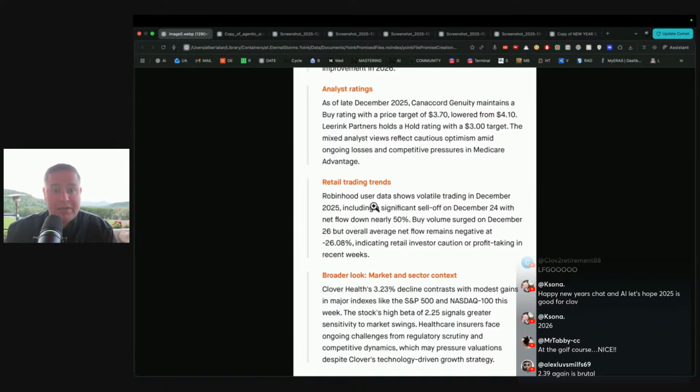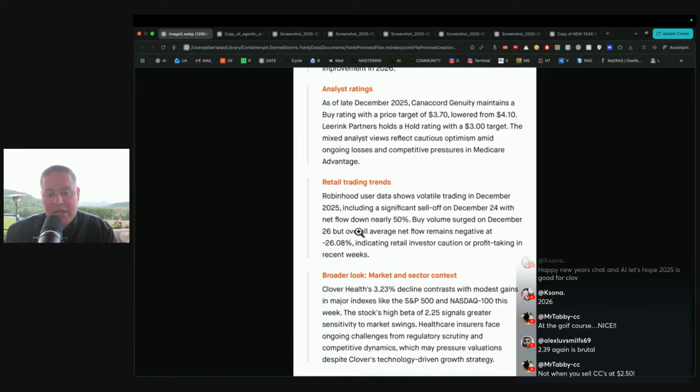Robinhood users, these are the retail investors, show volatility during December 2025, including a significant sell-off on December 24 with a net flow of nearly 50%. Buy volume surged on December 26, but overall average net flow remained negative 26%, indicating retail investor caution for profit taking in recent weeks. Now, we already know in November there was a lot of tax loss harvesting. So there's that, and you can read what's going on here.